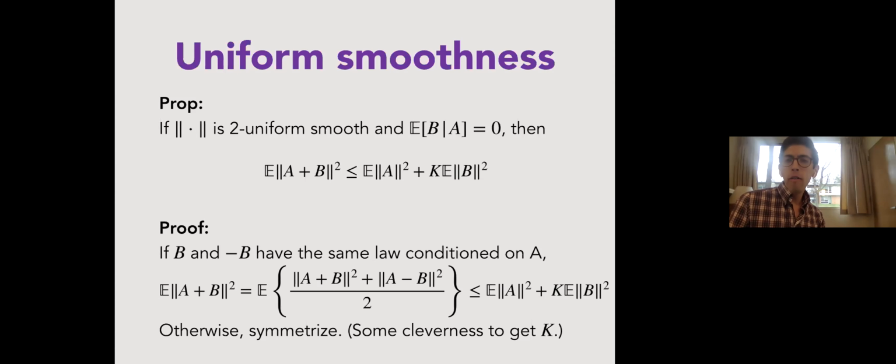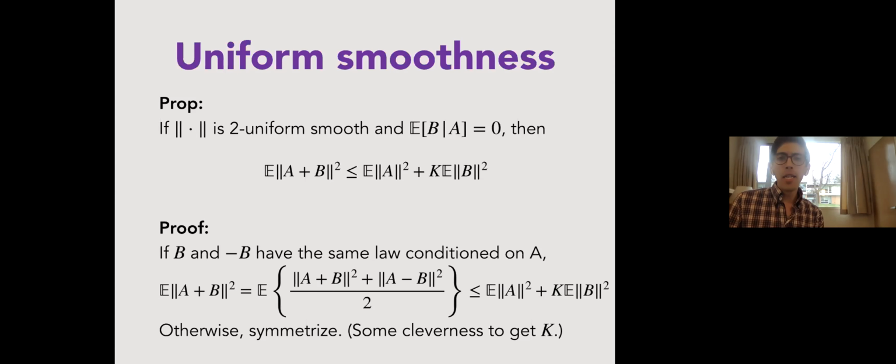To get the general form of this, you can do an argument similar to this that involves a type of symmetrization. If you do naive symmetrization, it's hard to get the exact right constant K. You get something like 4K, but it turns out that the same constant that appears in the uniform smoothness definition is the constant that appears in this proposition, if you do the argument carefully enough. So the takeaway is that if a norm is uniformly smooth, then it has a type of bias-variance decomposition of this sort with an inequality sign.